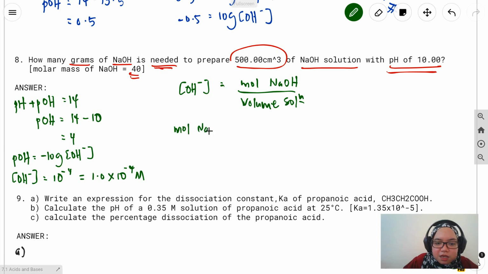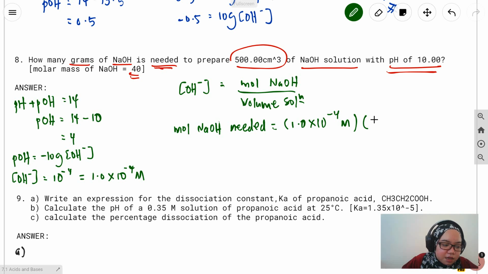So the mole of NaOH needed is equal to the concentration of OH, what is it? 1.0 times 10 to the power of negative 4 molar times the volume earlier, 500 cm3 converted to decimeter cube, which is 0.5 liter. Right? So we will get the mole needed is 5.0 times 10 to the power of negative 5 mole.